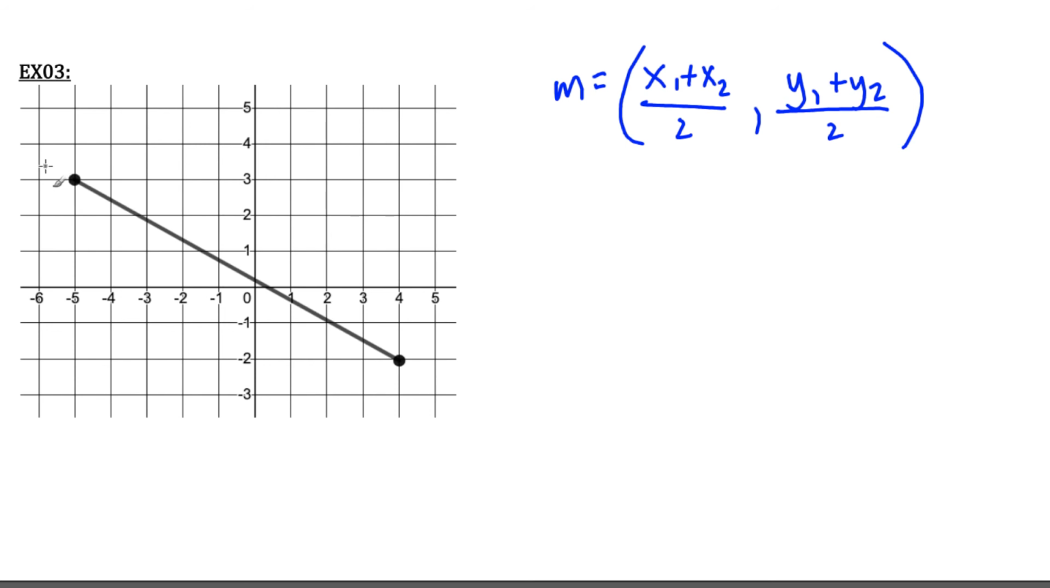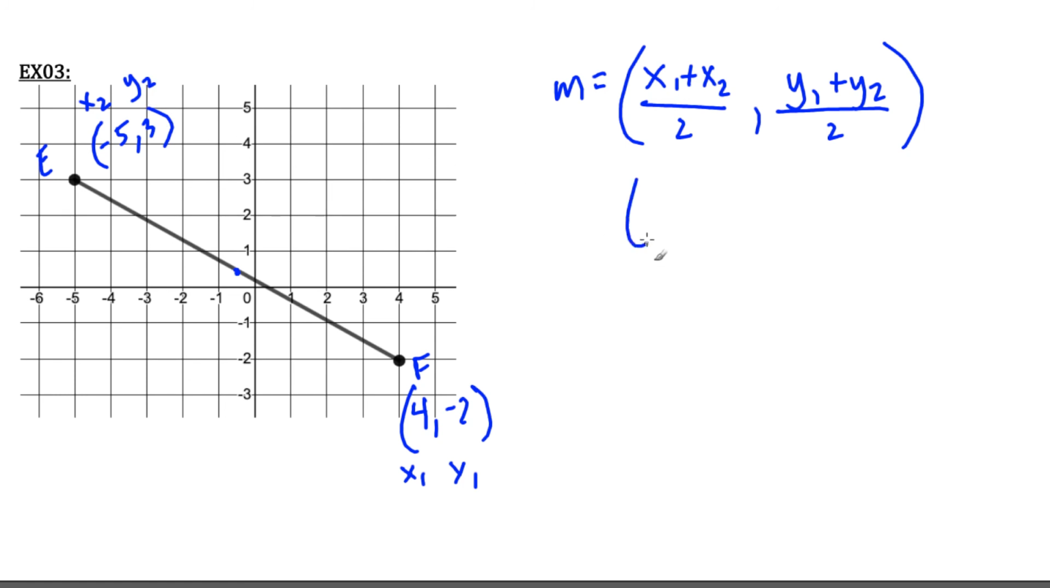Okay, let's do E and F. So negative 5, 3, and 4, negative 2. The midpoint should be something like right here maybe? I guess we'll find out. So, it doesn't matter which one's first. So this time I'm going to do x1 and y1 here. And we can do x2 and y2 here.